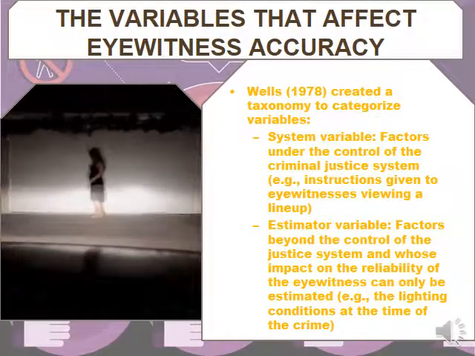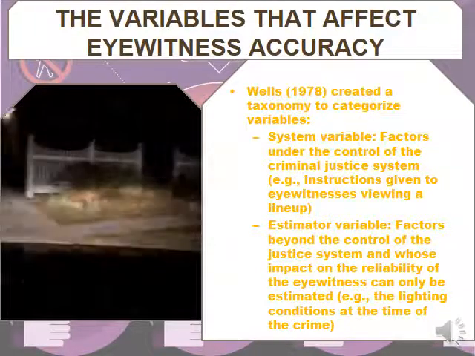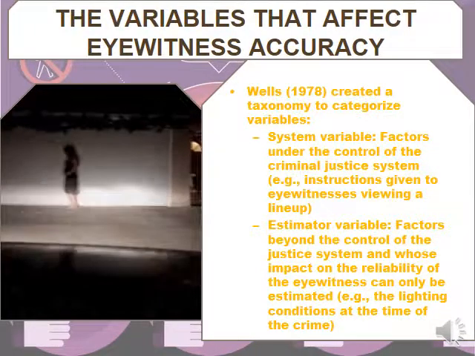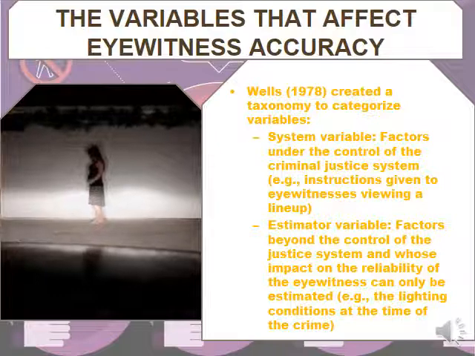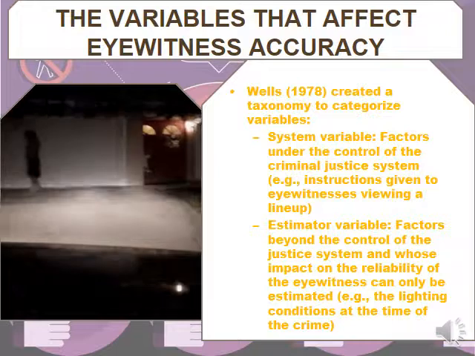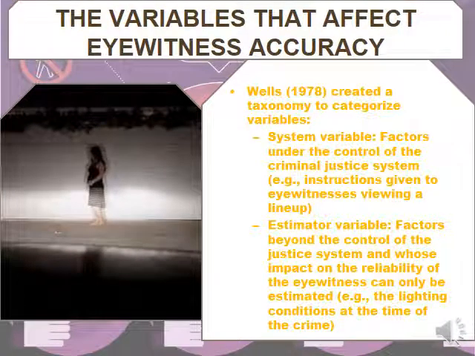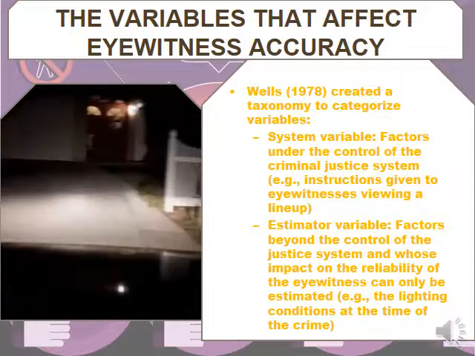So within that, the variables that affect eyewitness accuracy. What affects eyewitness accuracy? What things are there that can skew an initial judgment? Wells, 1978, created a taxonomy to categorize variables. The first one, you have system variables. The second one, you have estimator variables.